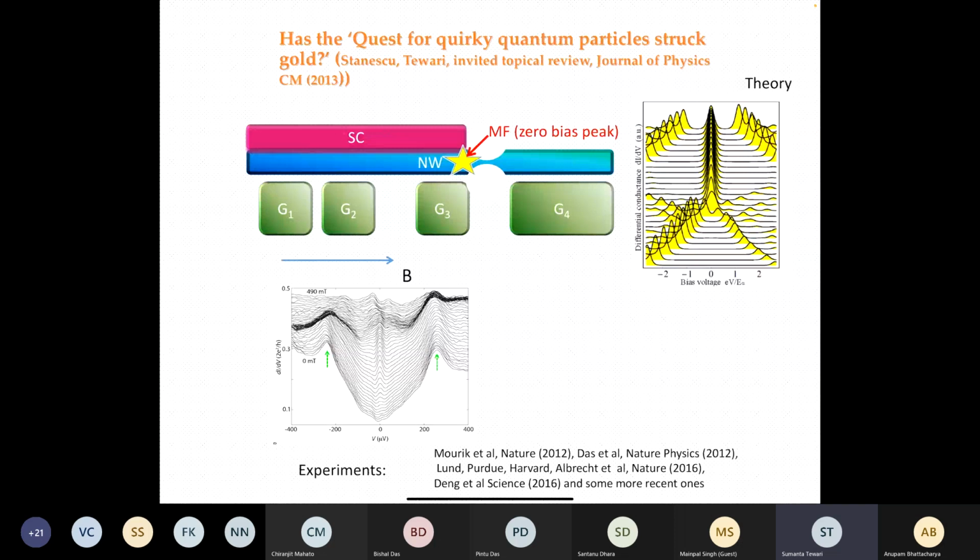The short answer is this is not a P wave superconductor, because remember the superconducting pair potential is actually proximity induced from a bulk S wave superconductor. So the pair potential in the semiconductor is identical to the pair potential of this bulk S wave superconductor. So this is not a P wave superconductor, but this is an S wave superconductor that coexists with spin orbit coupling and a Zeeman field. So that's the short answer.